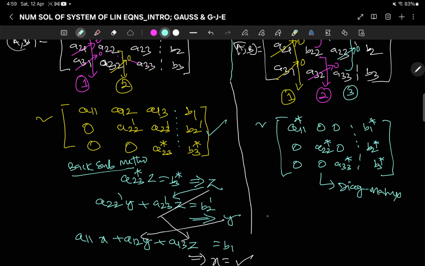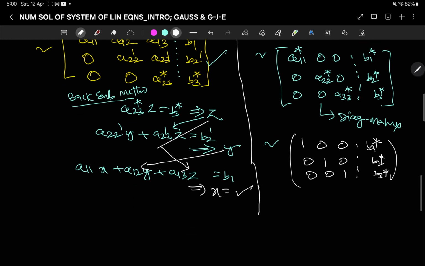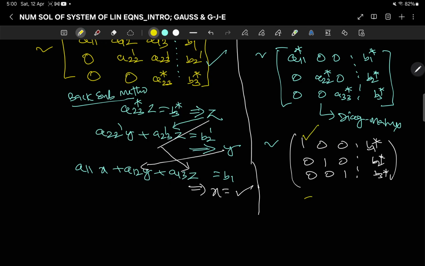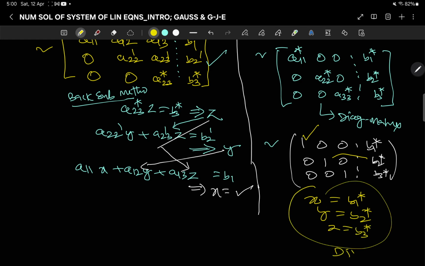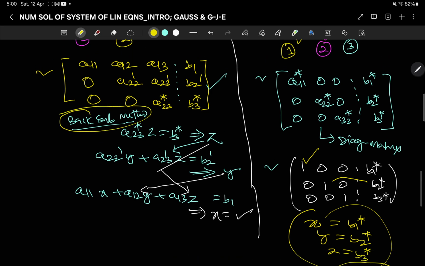But if you want to bring it to your identity matrix, then also we are able to: 1 0 0, 0 1 0, 0 0 1. Then here B1 star, B2 star and B3 star. In that way you reduce to an identity matrix. After that you find the value: X is equal to B1 star, Y is equal to B2 star and Z is equal to B3 star. So here we get it directly. But here we have to solve it by the back substitution method.